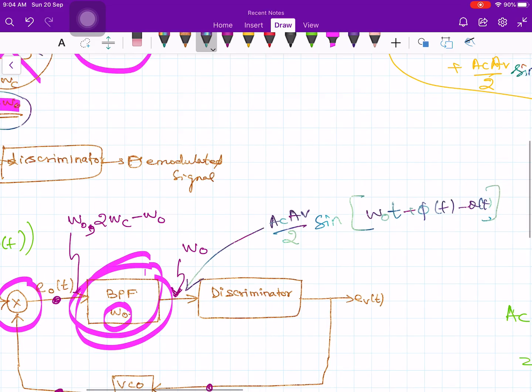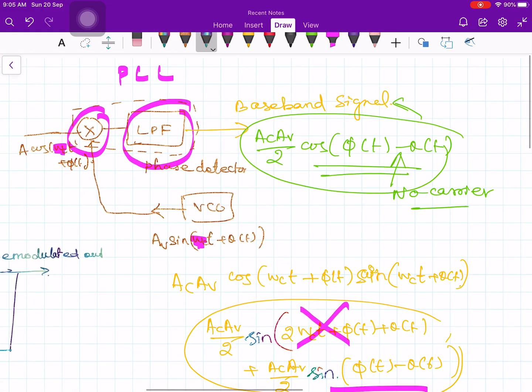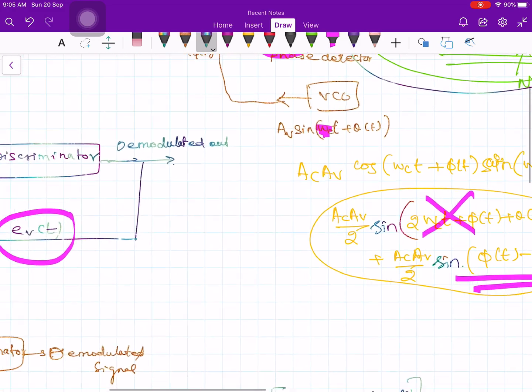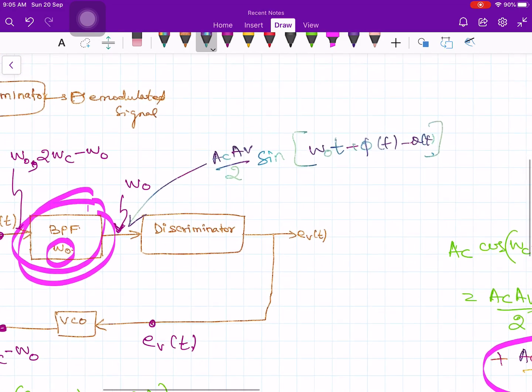So in the previous case we have the baseband signal. But here you have a pass band signal. See, it is centered at omega naught. Therefore this is your pass band signal.